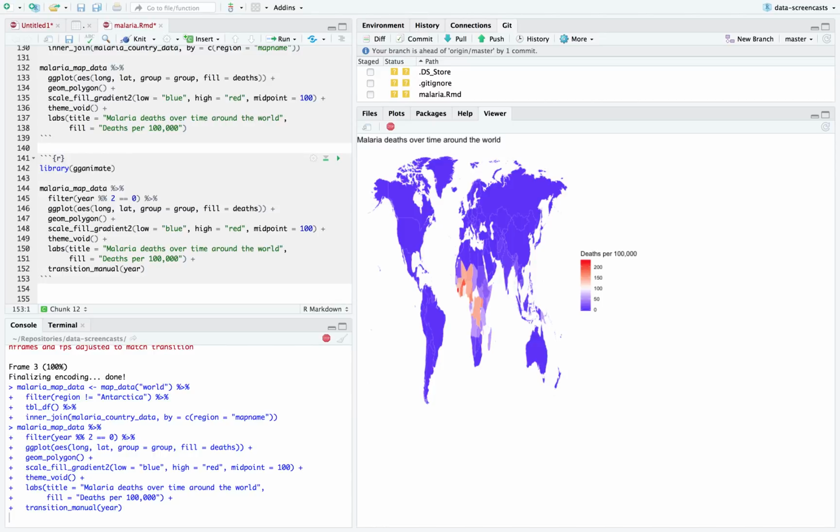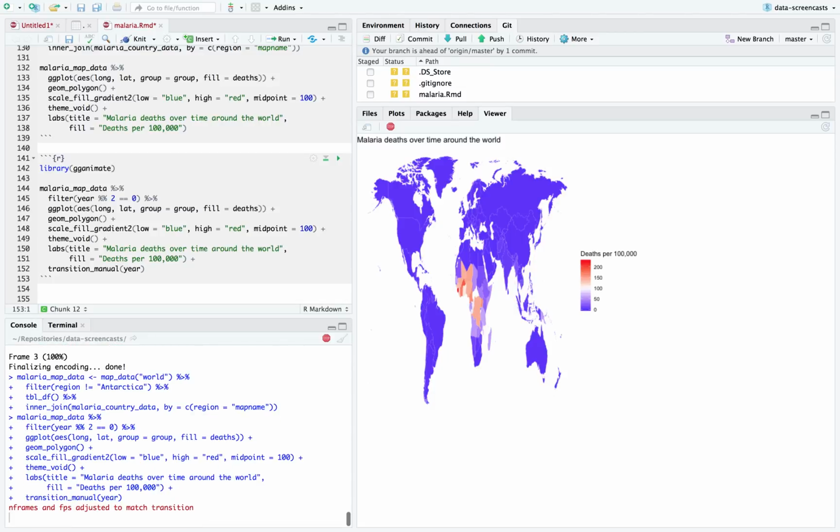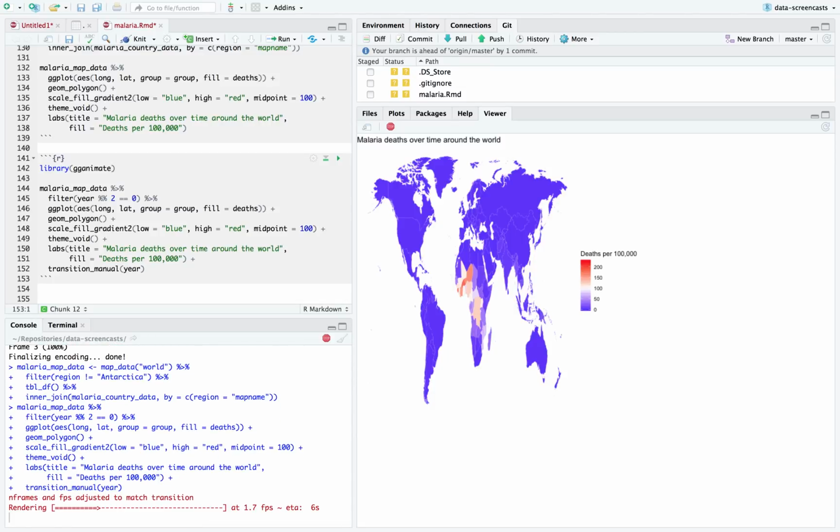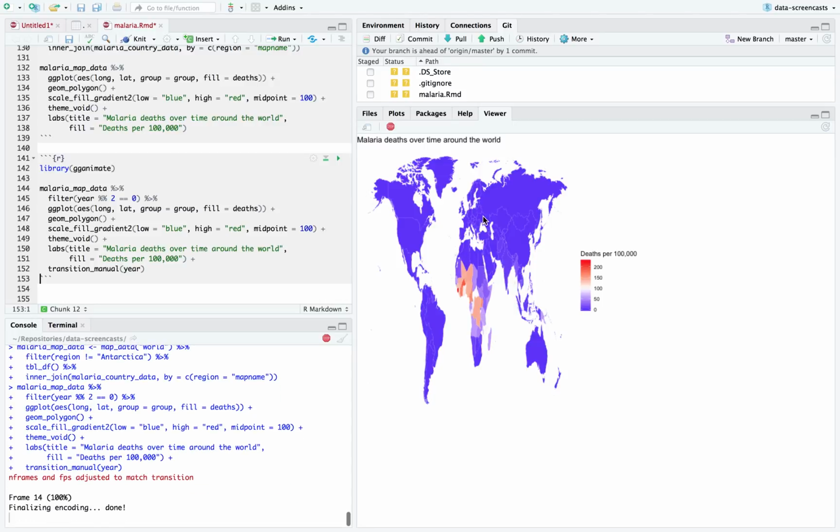I wait for gganimate to work. Okay, so this should be a series of frames, one for each even year in this data. Aha. Red, red, less red, less red, less red. That's pretty exciting.